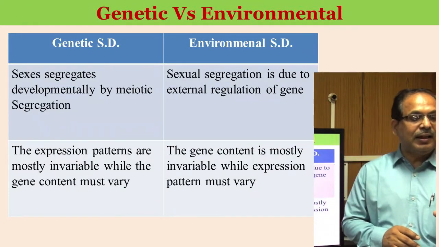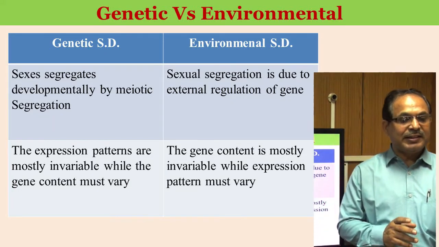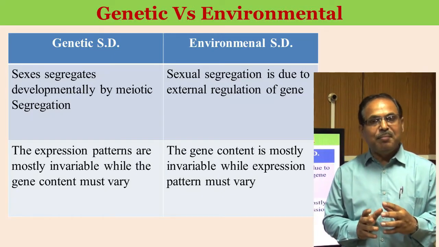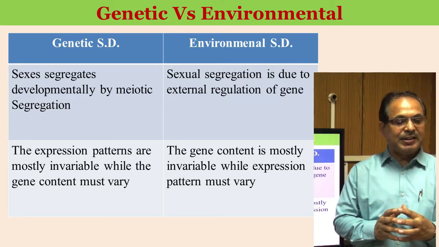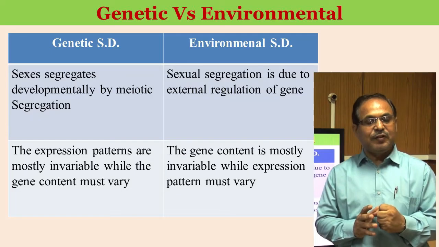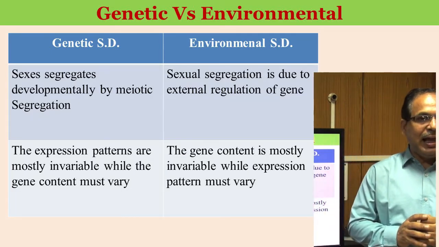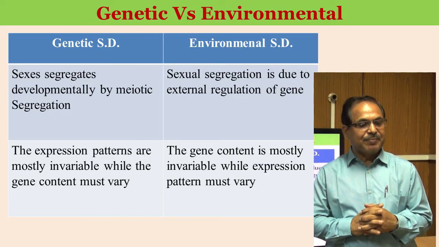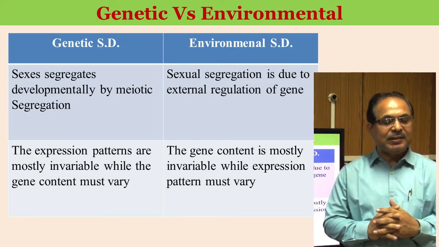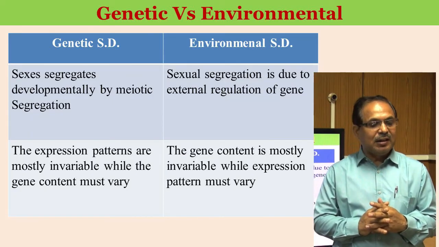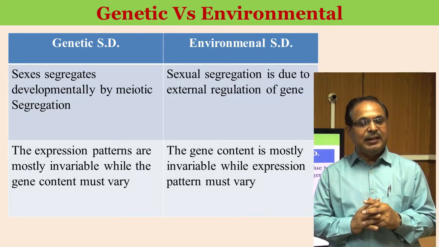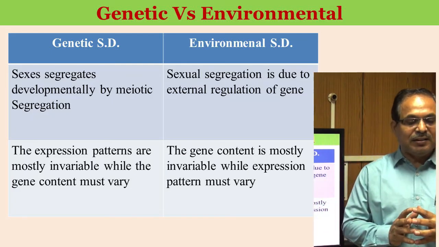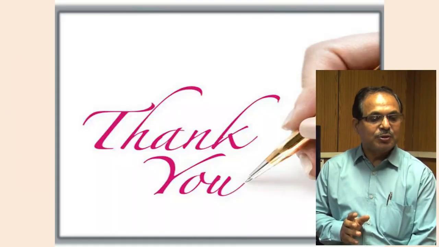If we see the differences between genetic and environmental sex determination, in the case of genetic sex determination, the sexes segregate developmentally during the different meiotic stages, whereas in the case of environmental sex determination, the segregation is due to the external regulation of genes, which may be due to nutrients, hormones, and some other means. In the case of genetic sex determination, the expression patterns are invariable, whereas the gene content is variable. Whereas in the case of environmental sex determination, the gene content is mostly invariable, whereas the expression pattern varies from individual to individual. So thank you very much.